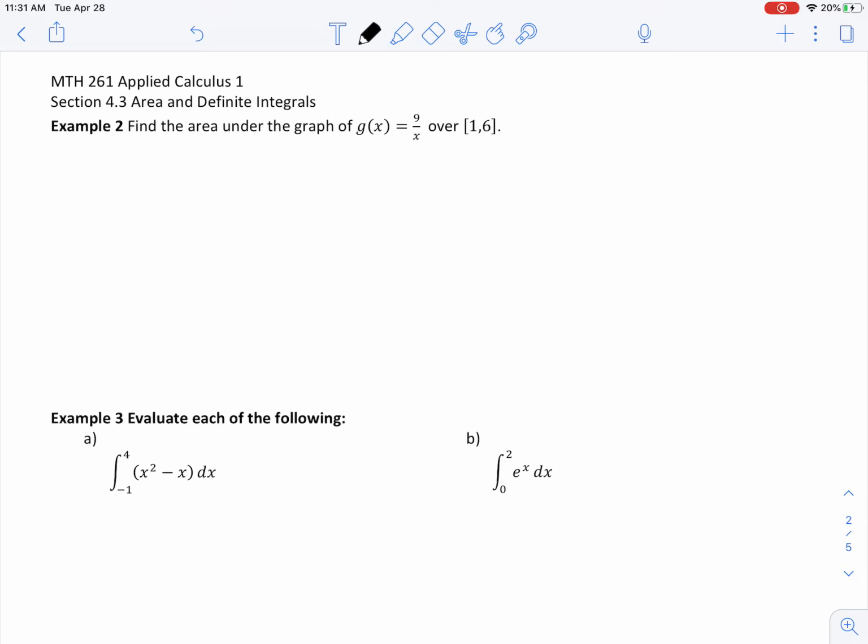Here's example 2. Find the area under the curve of g of x, which is 9 over x, over 1 to 6. Now, we do know how to set this up. So set it up as, what are the bounds? 1 to 6, right? And then the function is 9 over x. Let me rewrite this as 9 times what? x to the negative first power. 9 times x to the negative first power. And then dx.